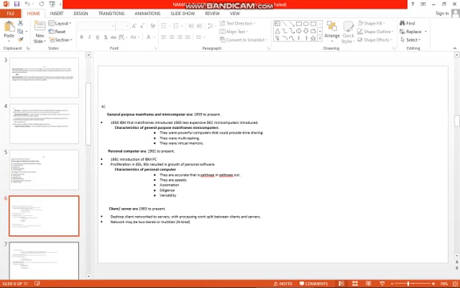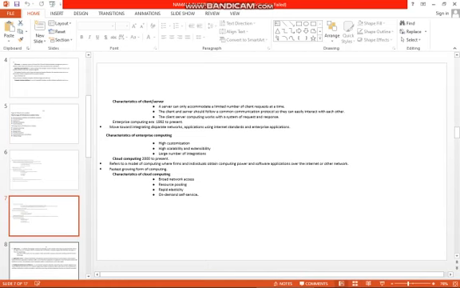Client-server, in 1983 up to date. The characteristics: the server only accommodates a limited number of clients. And we go on to enterprise computing, in 1992 up to date. It has a large number of integrations and high customization and many others. Cloud computing, it is 2000 up to date. It has broad network access and resource pooling.